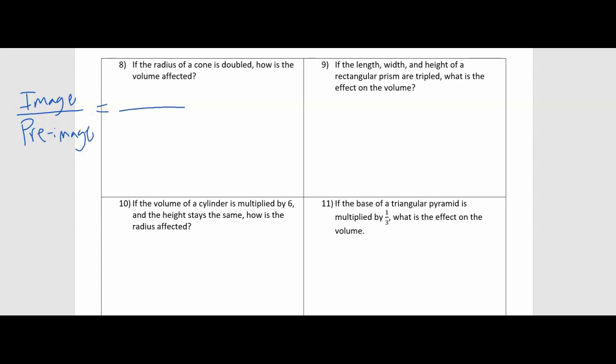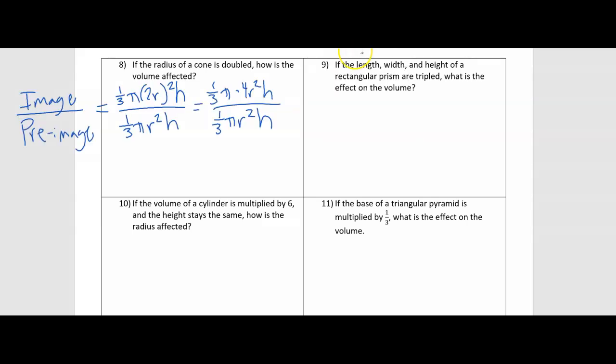Well, we're dealing with a cone, so the volume of a cone is 1/3 pi r squared times h. That just represents our pre-image. Now, if it's doubled, our image is going to be 1/3 pi, and then I have to square 2r. And I've got to square both the 2 and the r. So this gives us 1/3 pi times 4r squared times h, all over 1/3 pi r squared times h.